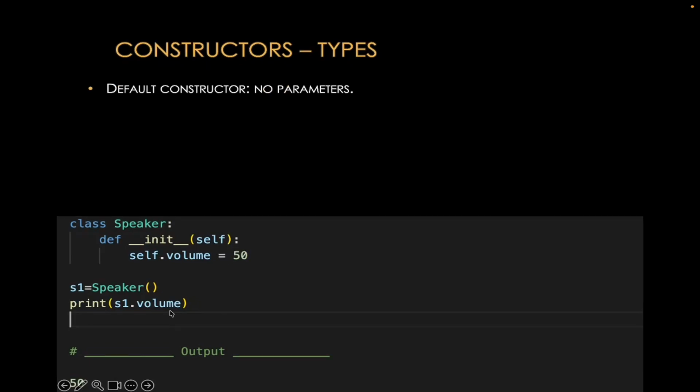The second type of constructor is the default constructor. A default constructor is a constructor where we need not pass any value. We can see here when we are creating the object of Speaker, we are not passing any value, but it will invoke the __init__ method and set a default value 50. Generally, a default constructor sets the default value.